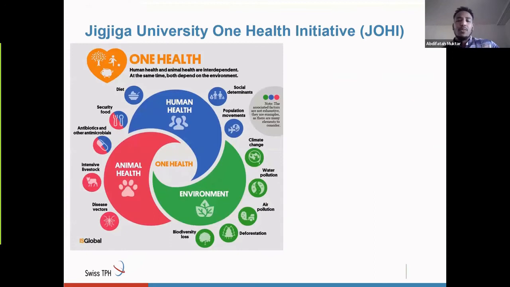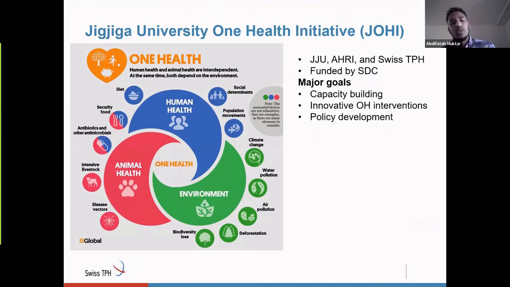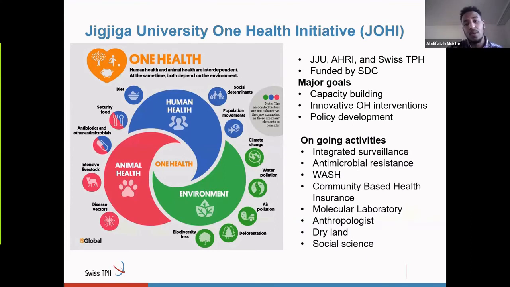Okay. So before I go to my project, I would like to introduce to you one of our big projects that was established in Ethiopia in 2015, which is called the Jigjiga University One Health Initiative. My project is under this big project. This project is in collaboration with JJU, Jigjiga University, AHRI, as well as UCT, and is funded by STC. The major goal was to develop the capacity of JJU staff, in order to make them competent to research on One Health, to develop innovative One Health interventions and policy development at national and regional level. So these are the ongoing activities that have been happening so far.